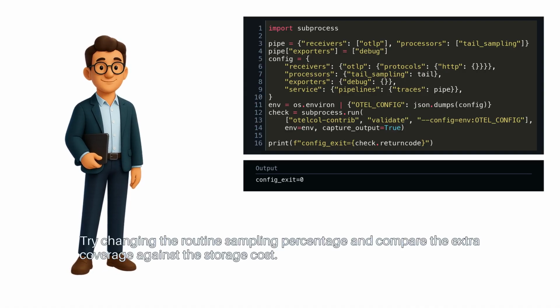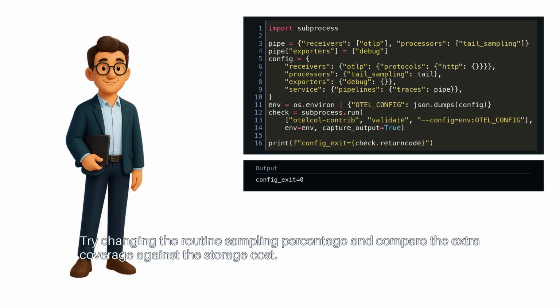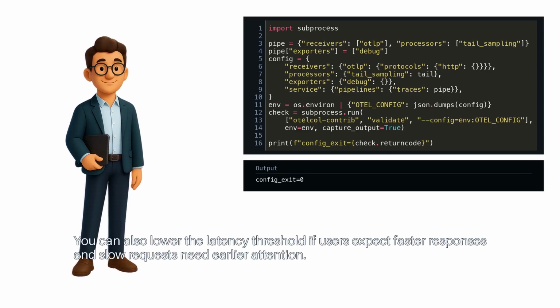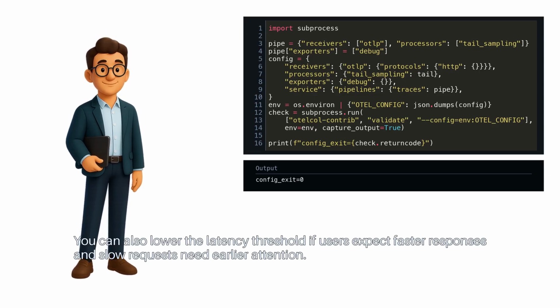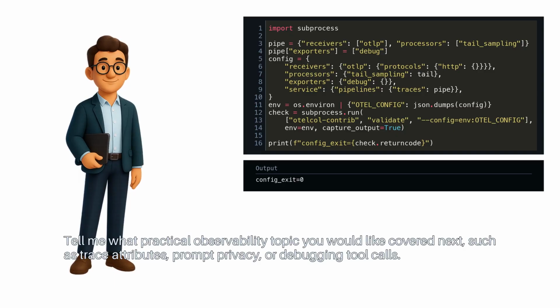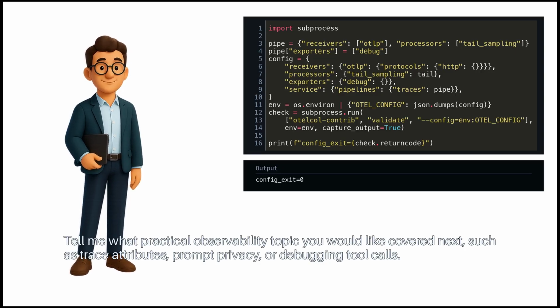Try changing the routine sampling percentage and compare the extra coverage against the storage cost. You can also lower the latency threshold if users expect faster responses and slow requests need earlier attention. Tell me what practical observability topic you would like covered next, such as trace attributes, prompt privacy, or debugging tool calls.